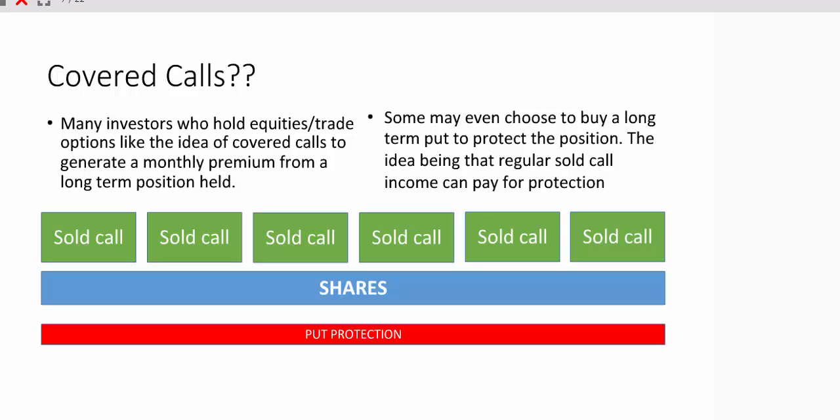So generally speaking, what we do is we buy a stock and then sell calls on a weekly or monthly basis, depending on how confident we are to do so. Some may even place a put protection underneath the whole position for a period of time, say 6 months. The first few calls that you sell will essentially pay for your put position, and then obviously it's protected.